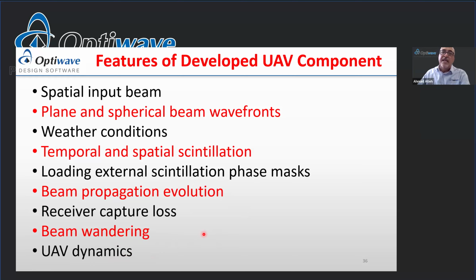Now, mind you, you can use this UAV component as a free space optic channel as well as a UAV. This is a flexible way to allow you to either use the capability of the UAV channel as a free space optic channel, or if you enable some functionalities like the UAV dynamics in this component, then you can use it as a UAV.